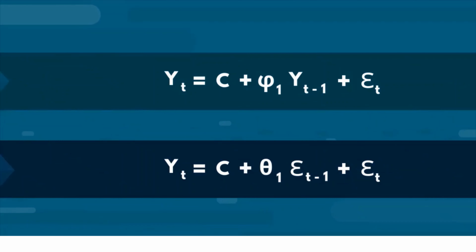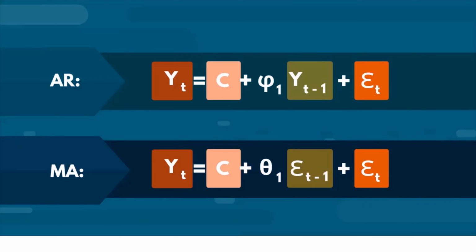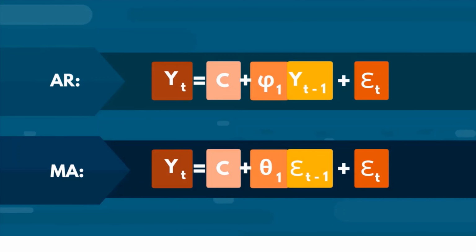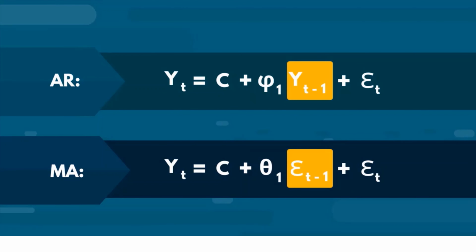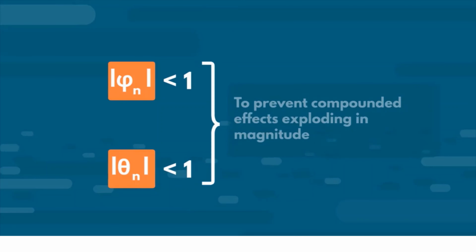Now, in both models, we have the present-day value equal a sum of a constant, some error term, and a lagged value multiplied by an assigned coefficient. The only major difference is that the AR model uses the value of the variable, while the MA model relies on the residual. Finally, there's one more common trait of the AR and MA models. The restriction remains that the absolute value of each coefficient should be less than 1. Once again, this is to prevent compounded effects exploding in magnitude, as we've discussed in the last section.